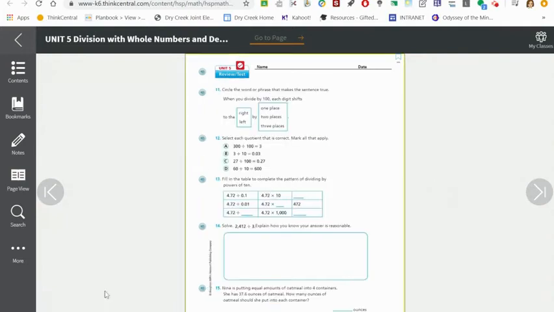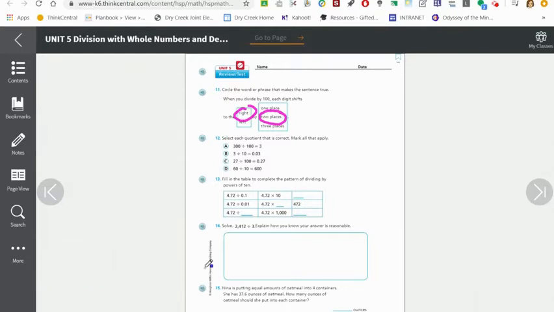All right, on this page, we're going to be looking at problems 11 through 15. So problem number 11 says, circle the word or phrases that makes a sentence true. When you divide by 100, each digit shifts to the right. I'm going to circle right. And it's going to shift 2 places because there are 2 zeros in the hundreds. It's going to shift 2 places to the right.